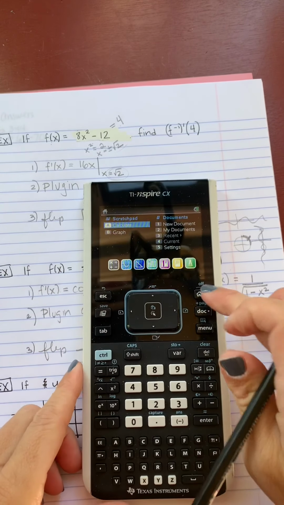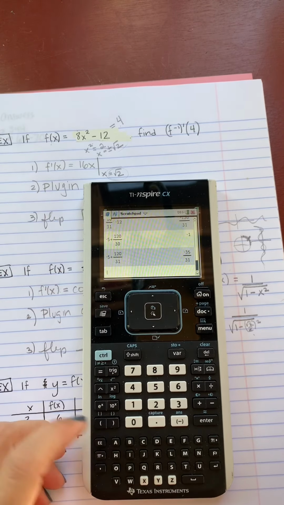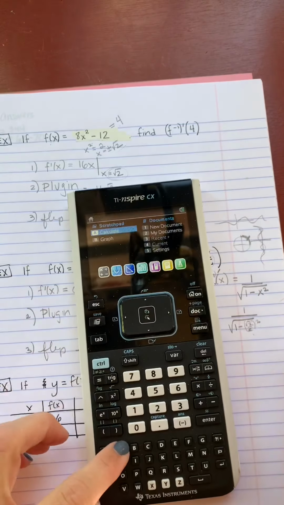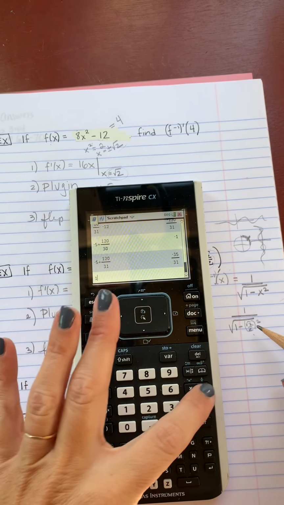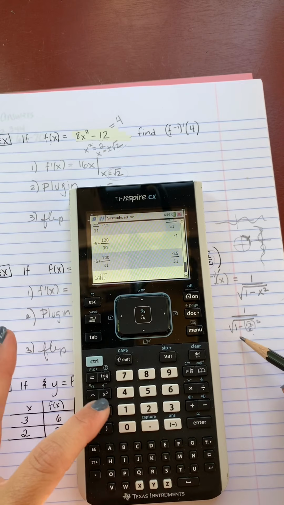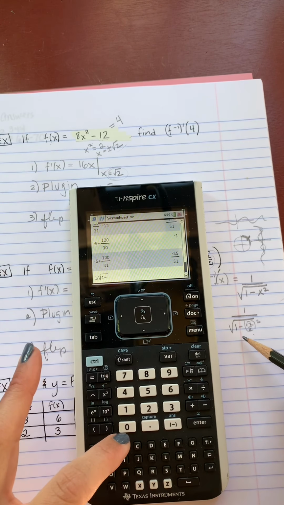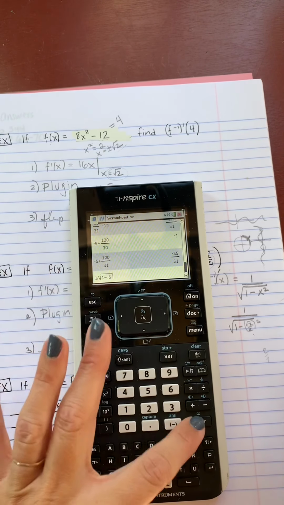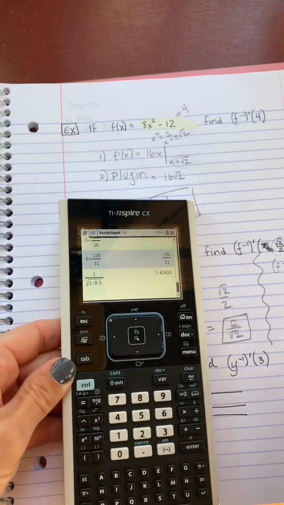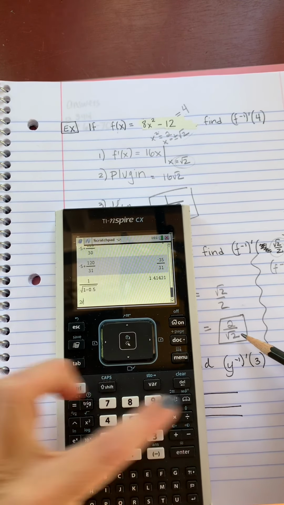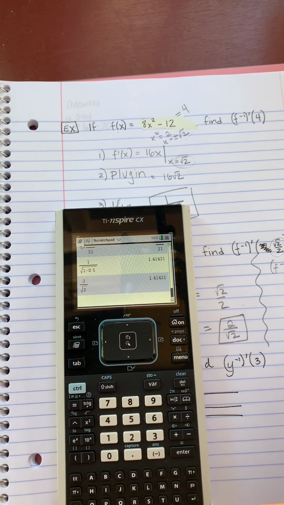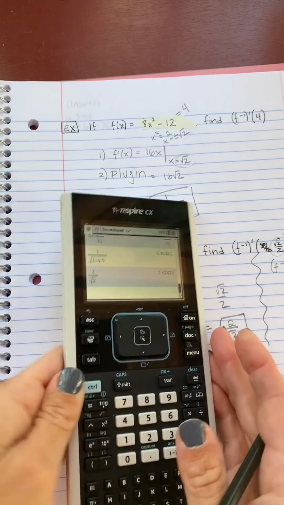So on my calculator, let's see what this is. 1 divided by square root of 1 minus root 2 over 2 squared is going to be 2 over 4, so 1/2. That's that. And 2 divided by root 2. Samesies. OMG. Don't you love when things work out?